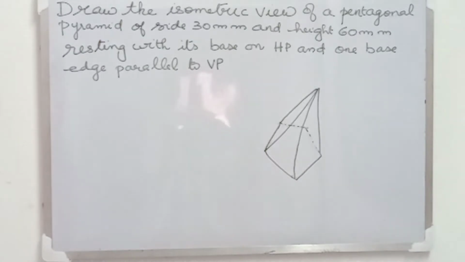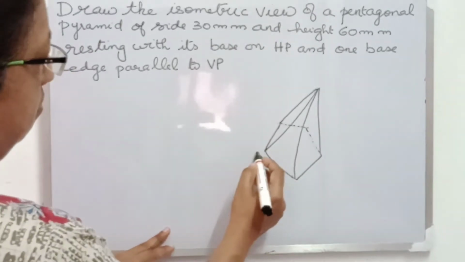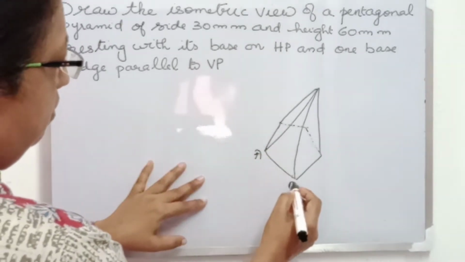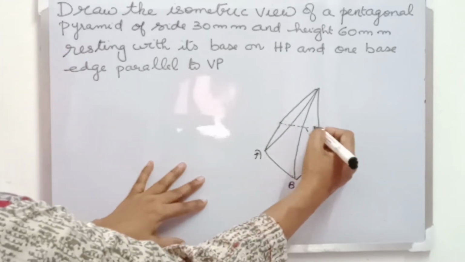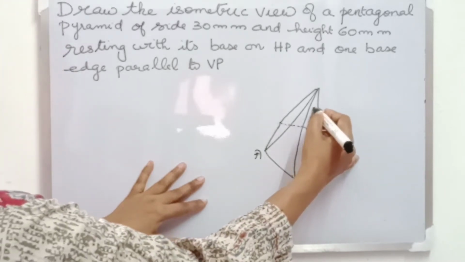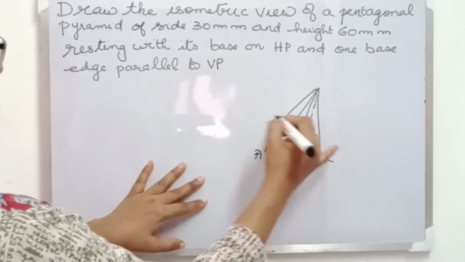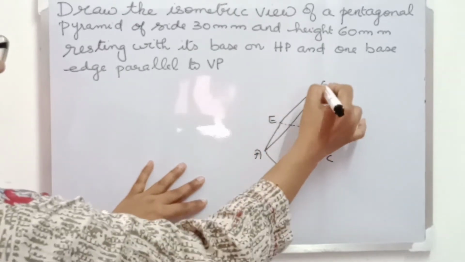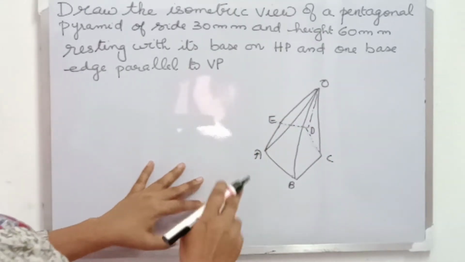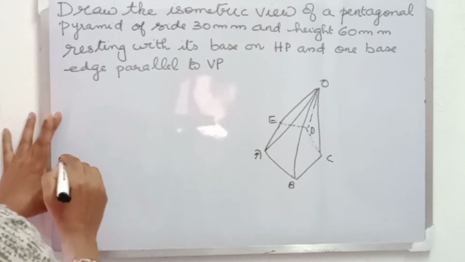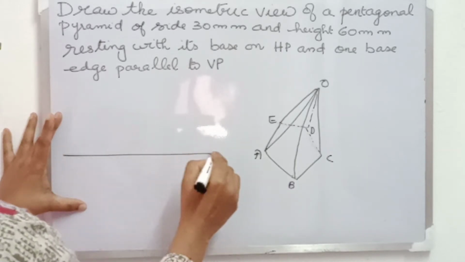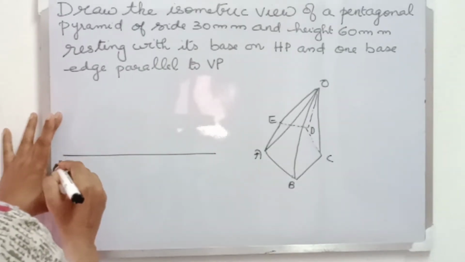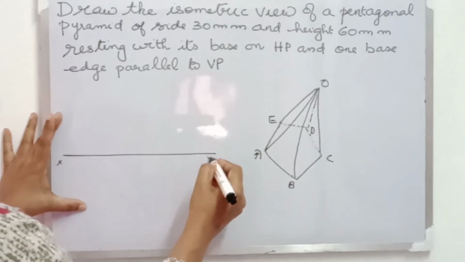So here I have roughly drawn the pictorial view of a pentagonal pyramid. I am marking its base pentagon as A, B, C, D, E and apex O. Next I am drawing the orthographic projection of this pentagonal pyramid, that is the front view and the top view.